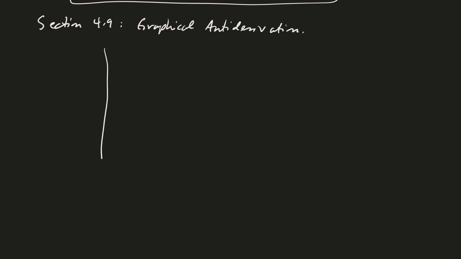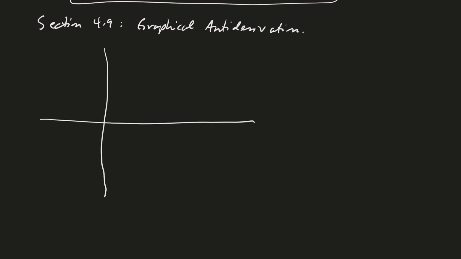So in this video we're finishing up our section 4.9 with a graphical antiderivative. So graphical antiderivative, we want to figure out, given the graph of the derivative, can we find the original function? So let's just start off.